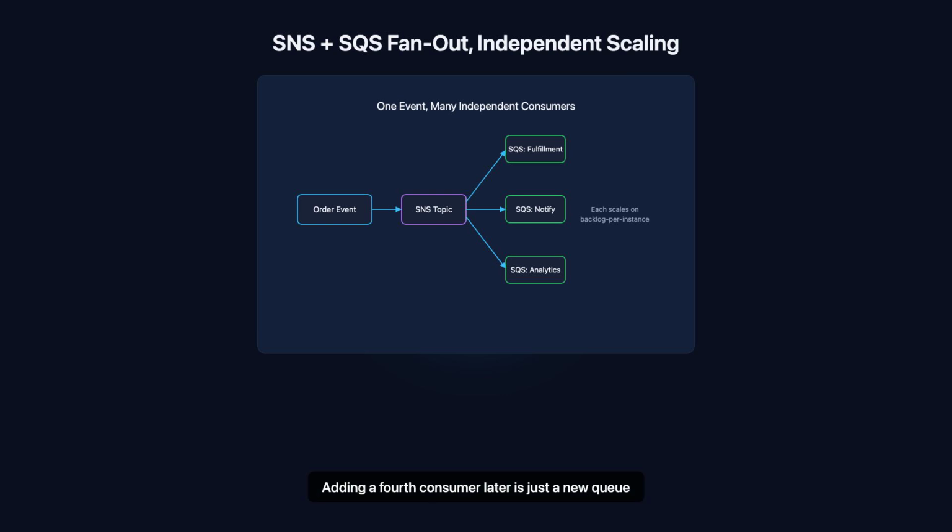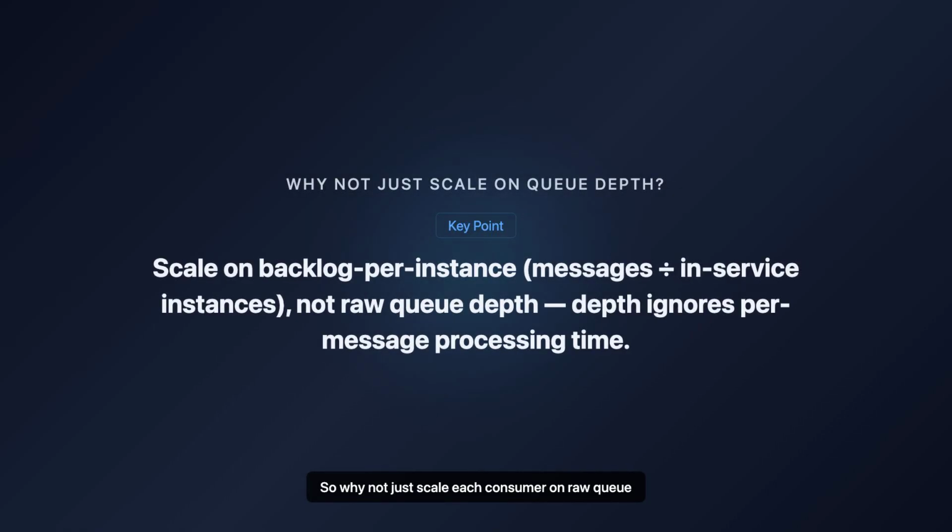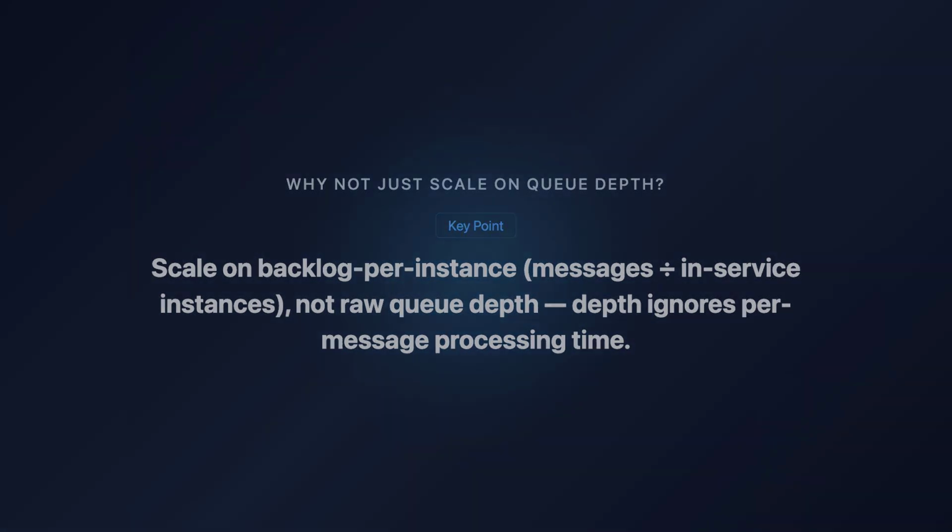Adding a 4th consumer later is just a new queue subscription, not a code change to the producer. So why not just scale each consumer on raw queue depth? The guidance here is clear. The number of messages in the queue might not change proportionally to the size of the fleet processing them. A queue of 1,000 quick messages needs a very different fleet than 1,000 slow ones. Raw depth ignores how long each message takes to process. The metric that actually tracks the work is backlog per instance.